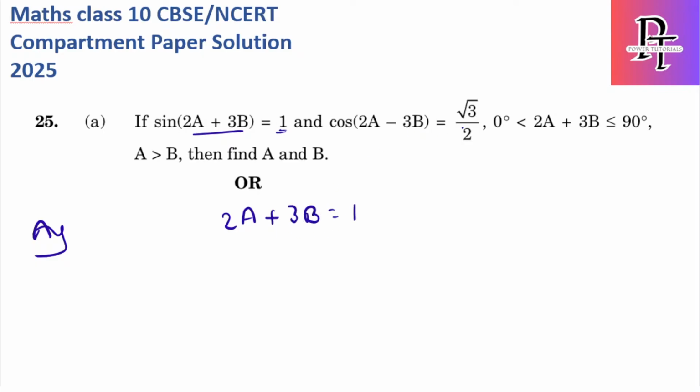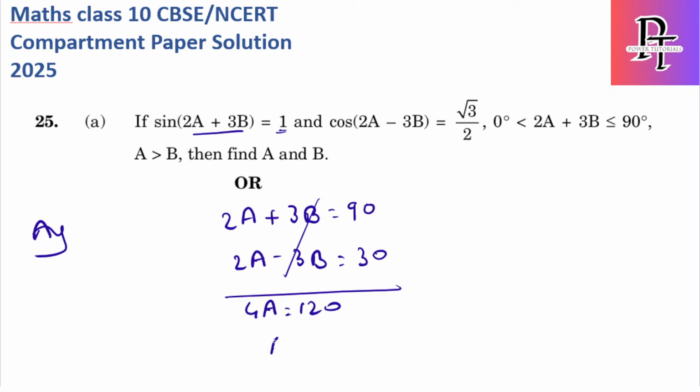What about here? Cos of which angle is root 3 by 2? Cos 2A minus 3B, this is 90 degrees. 2A minus 3B is equal to 30 degrees because cos 30 is root 3 by 2. So you just simply add these two, you will get these two cancelled out. You will get 4A is equal to 120. So the A angle is 30 degrees. What about B?